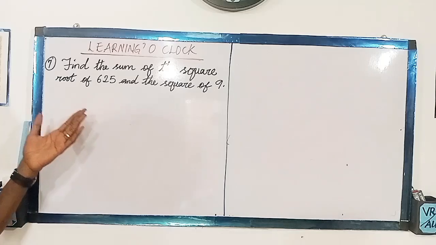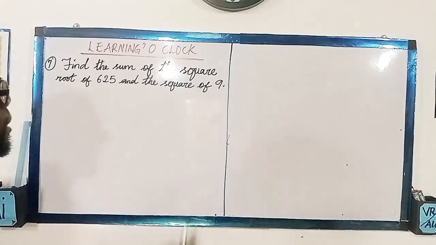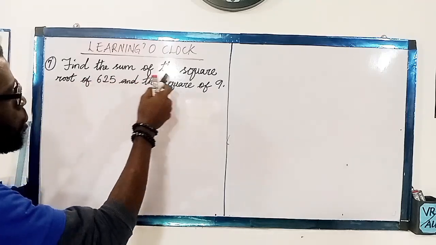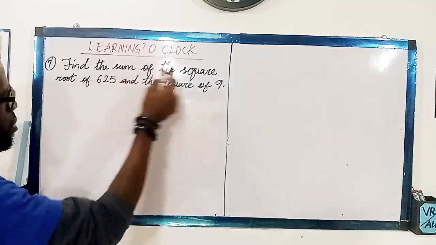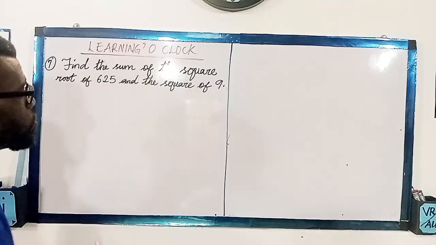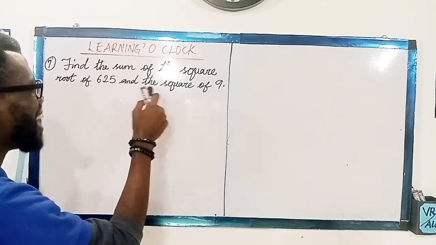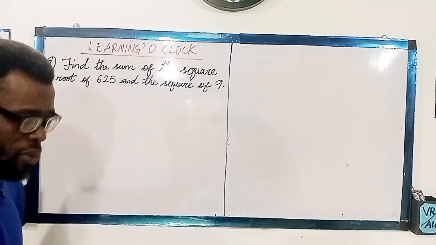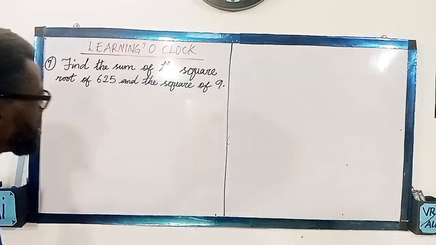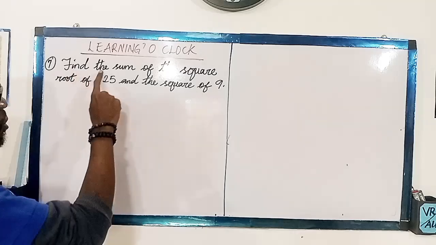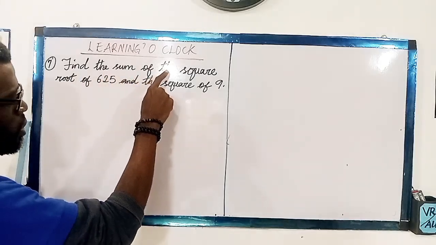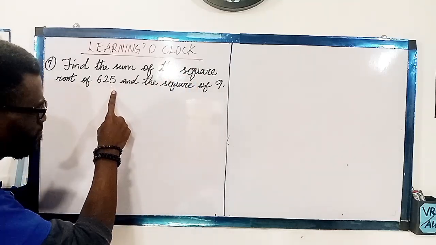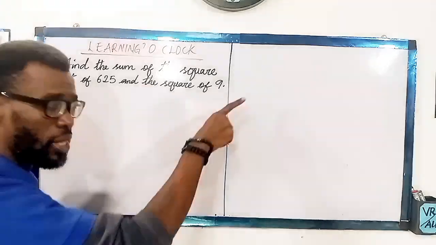Find the sum of the square root of 625 and the square of 9. Okay, so interpretation now. We need to interpret this. Find the sum of the square root of 625 and the square of 9.